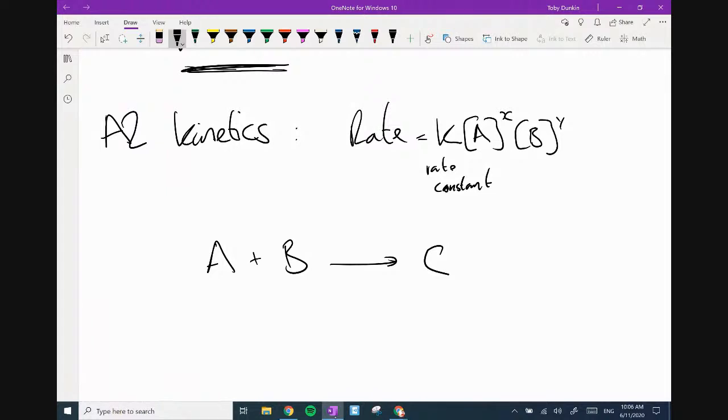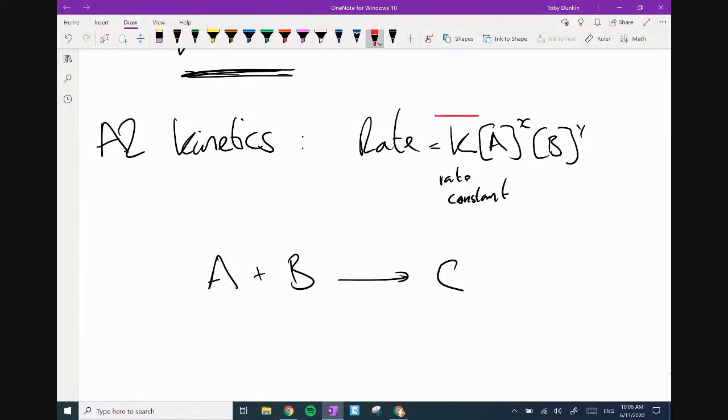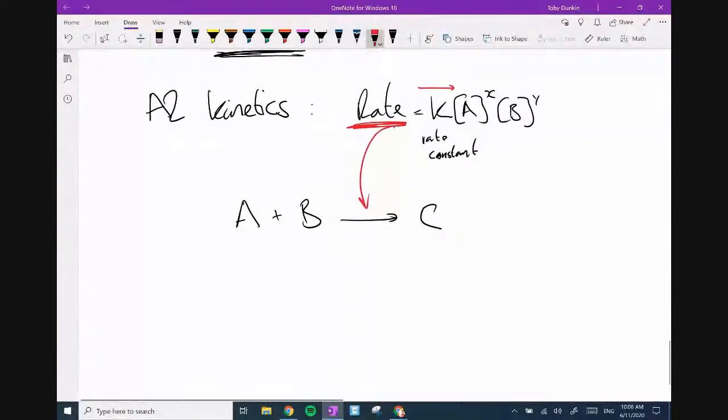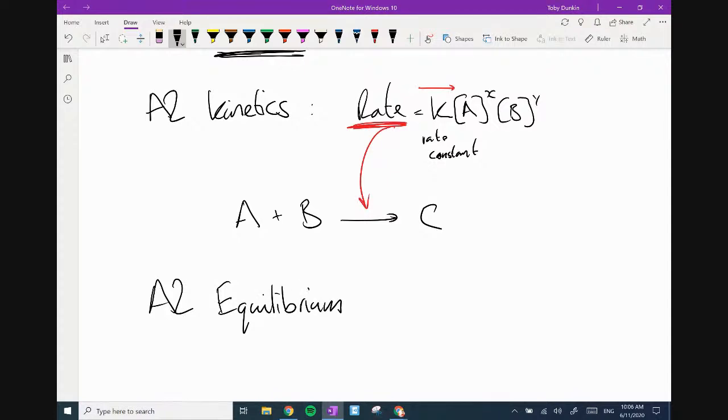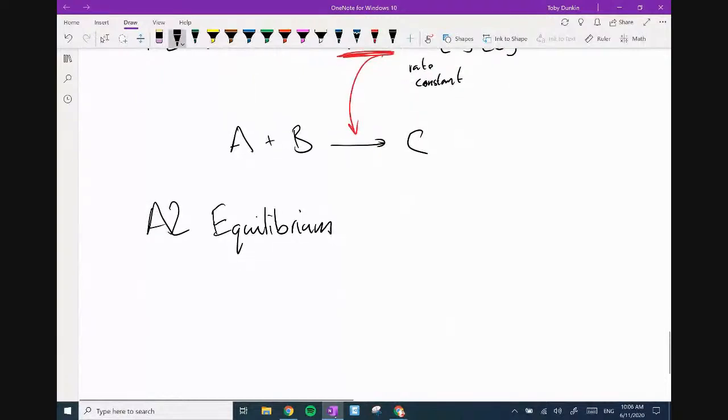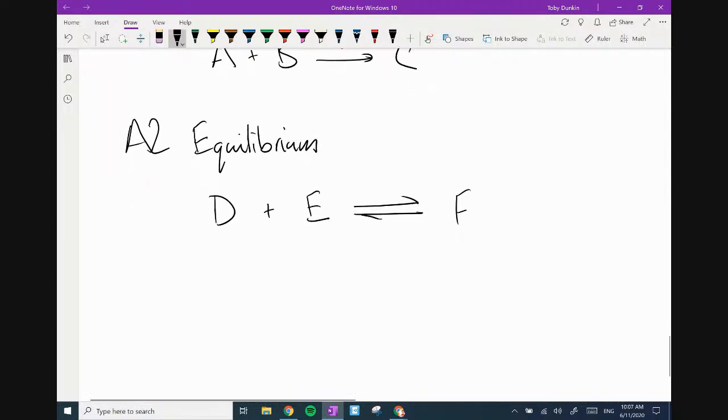But what we realize is that this k here is the k for the forward reaction. Now, of course, we've been looking at this from a unidirectional perspective. We've been saying the rate of this is the rate of that arrow. Well, what happens when you get to A2 equilibria? What do I now have? I now have two reactions, D plus E forming F, a forward and a reverse. I now have two rate equations. Now, here's the beauty of this.